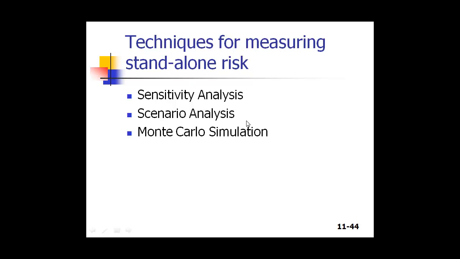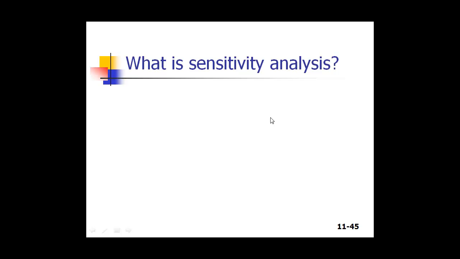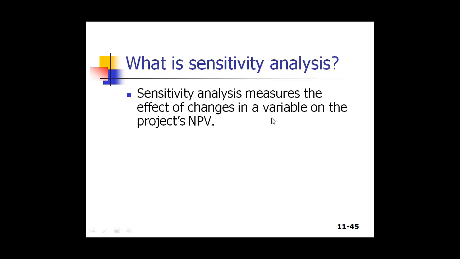The next question then becomes, what are the different ways of measuring standalone risk? And the answer is, at least from what you need to know right now, there are three broad mechanisms. One is called sensitivity analysis, two scenario analysis, and three Monte Carlo simulations. Have you seen these terms before? Okay, so these are different techniques for measuring standalone risk. Let's talk about sensitivity analysis.